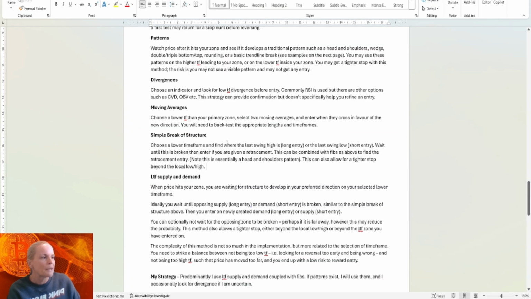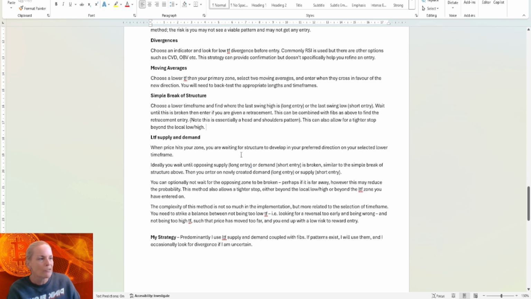So that's a simple break of structure, and I've gone a bit into the low time frame supply and demand from that, because basically it's the same. While I was using swing highs and swing lows on that example, that's where your supply and or demand is. So for low time frame supply and demand, you're waiting for price to hit your major zone. Change that to a high time frame zone, and then you're waiting for structure to develop in your preferred direction on the lower time frame. So you're waiting until an opposing supply is broken for the long entry as we were just looking at, or for demand on the short entry, and then you enter on the newly created demand.